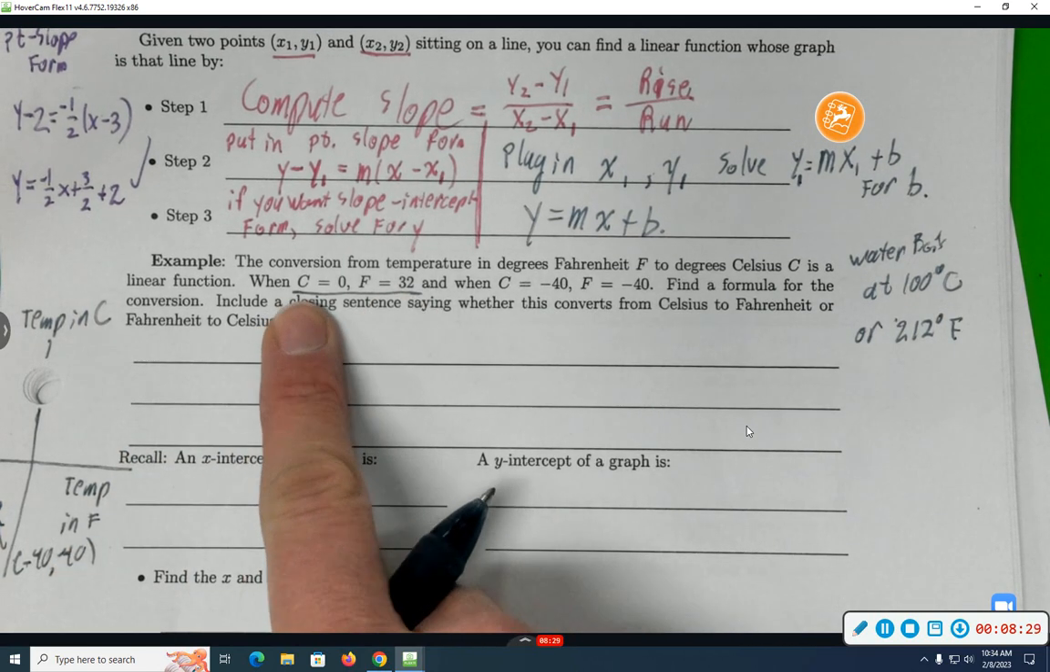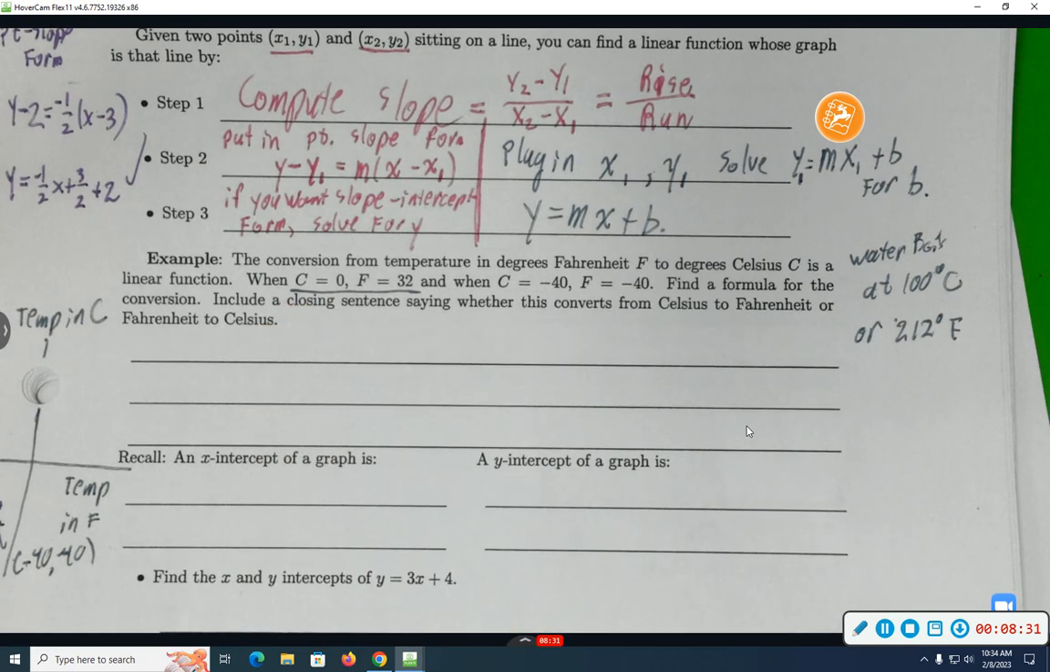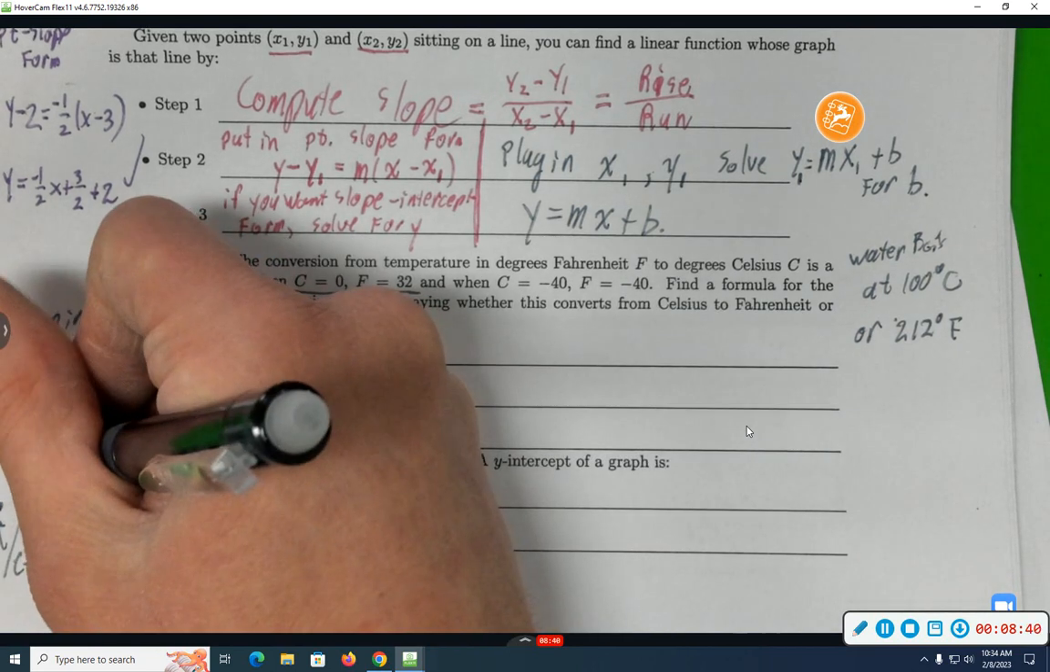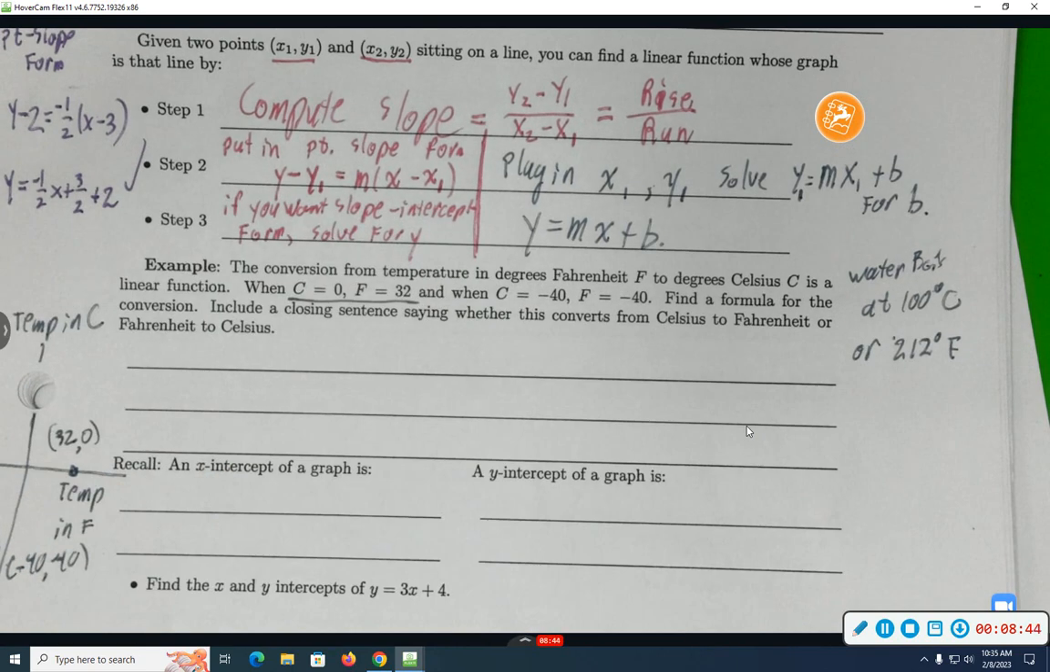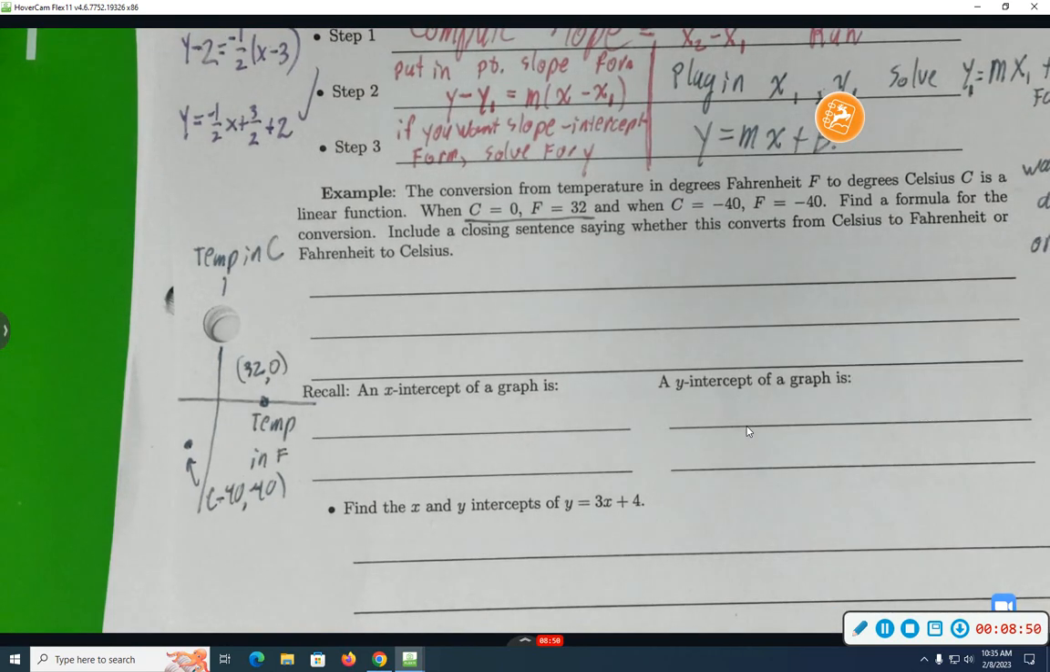You said 32, 0? Awesome. If you did the opposite, you would be doing the conversion from Celsius to Fahrenheit instead, which is useful, but not what this problem is doing. All right, so 32, 0. So there's now a picture, not necessarily drawn to scale. Is that enough information to find an equation for the line?